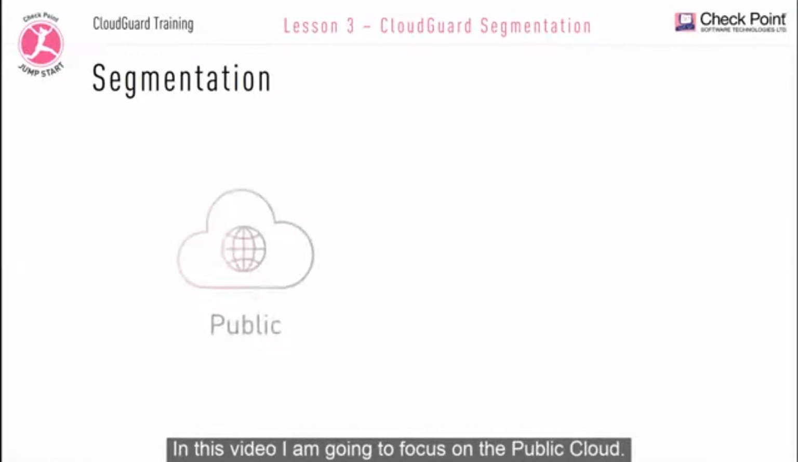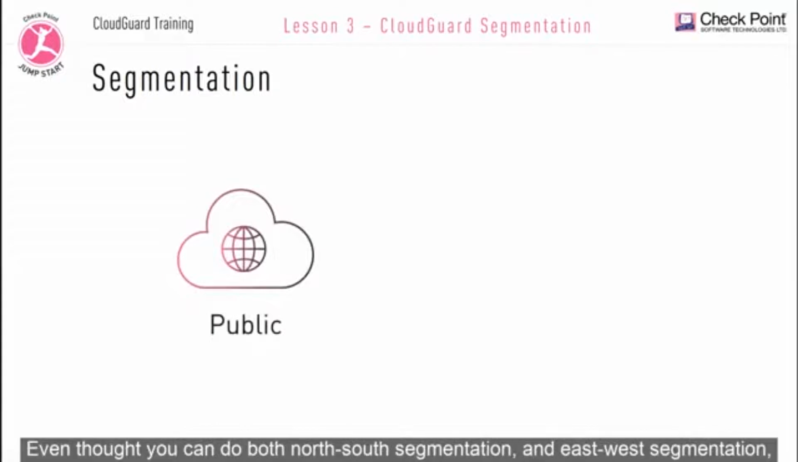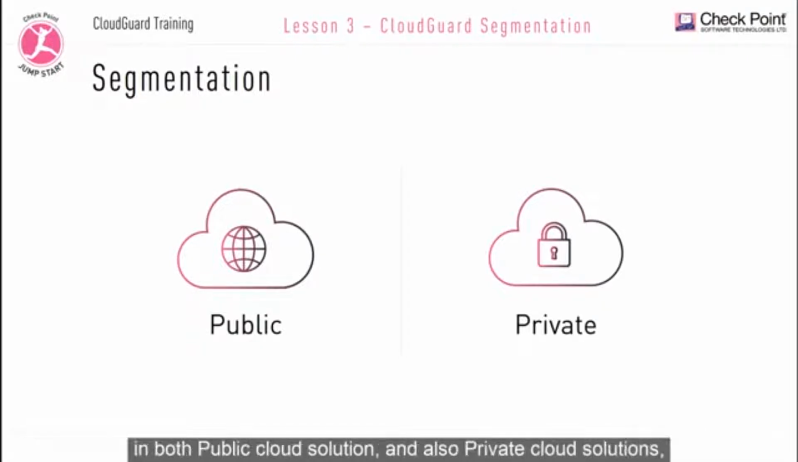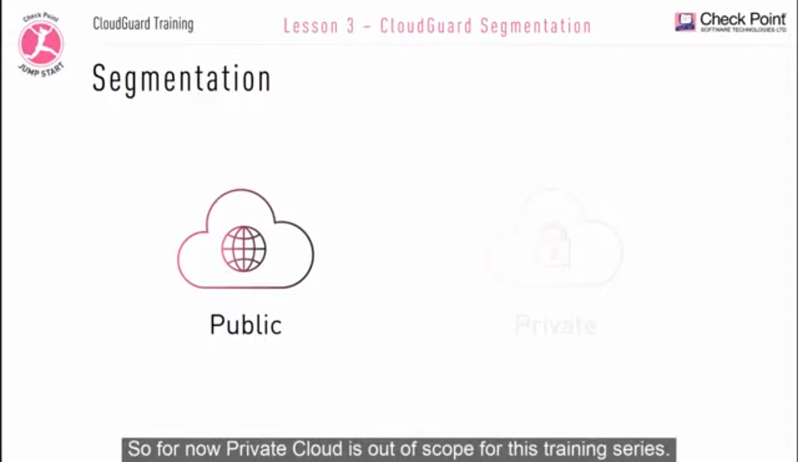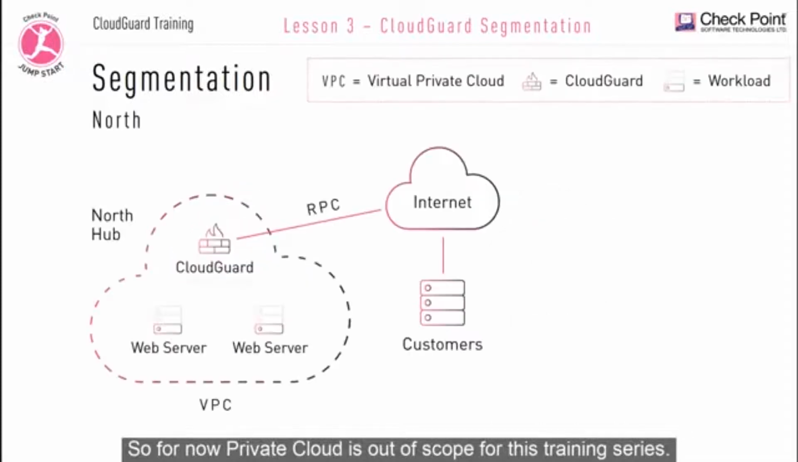In this video, I'm going to focus on the public cloud, even though you can do both north-south segmentation and east-west segmentation in both public cloud solutions and also private cloud solutions. The implementation is different. The concept is the same, but how to achieve it varies between private cloud solutions. So for now, private cloud is out of the scope of this training series. Let's now first take a look at the north-south perimeter inspection.